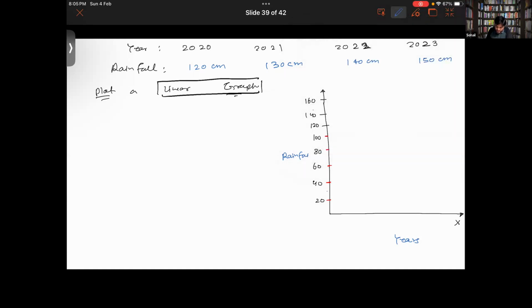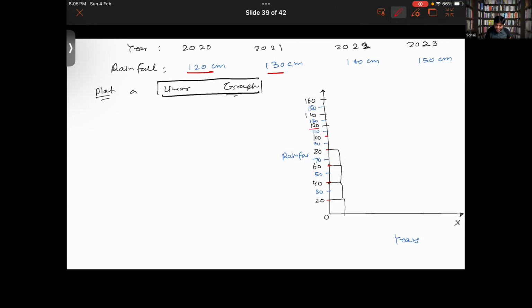What comes between 20 and 40? 30. Then 50, 70, 90, 110, 130, and 150. Do we have all the required values here? 120, do we have it here? Yes, right now we have 120. We have 130 also, in between 120 and 140. So you have got all the values. So we did take the appropriate division as 20.